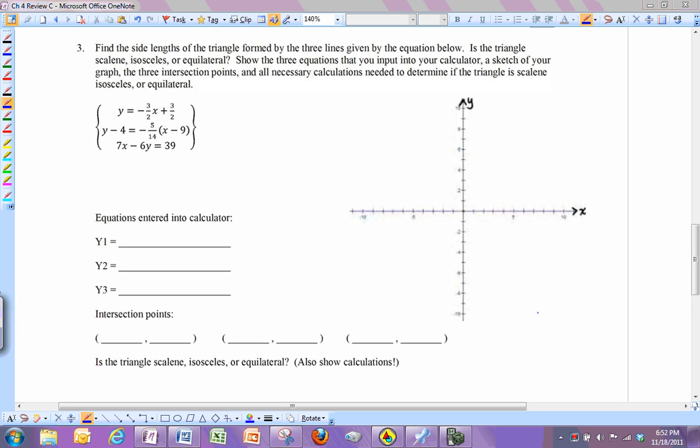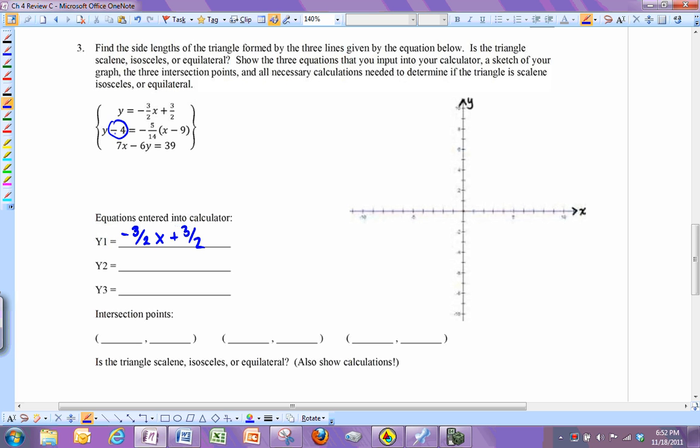Okay, in this problem, it's another graphing one. It's chapter 4, review C, number 3. We're going to graph these three lines, so we have to get them calculator ready. The first one's already set to go, so it's just negative 3 over 2 x plus 3 over 2. That's it.